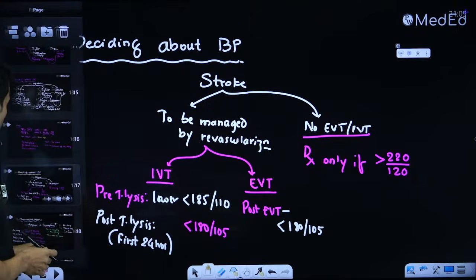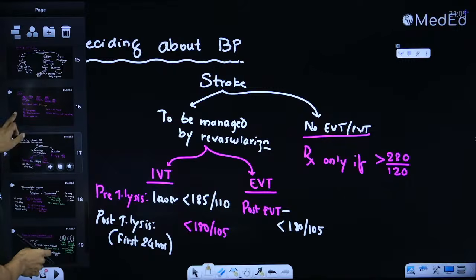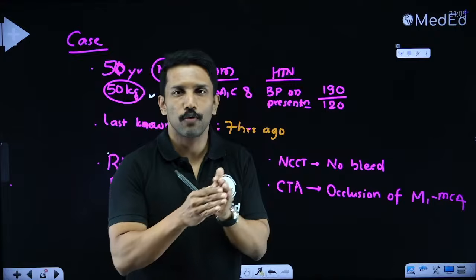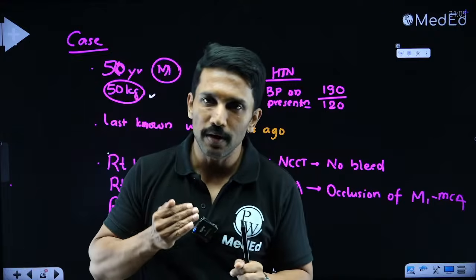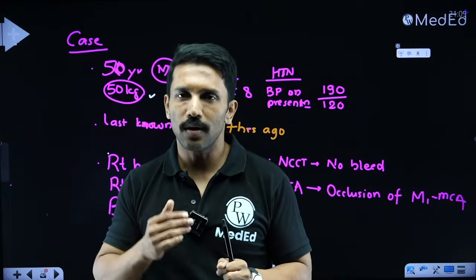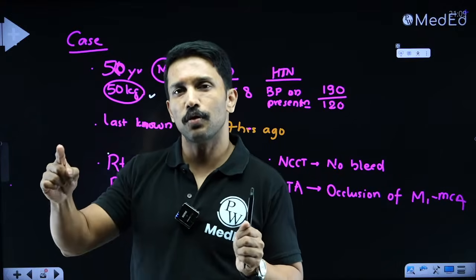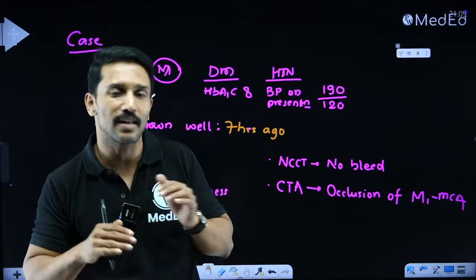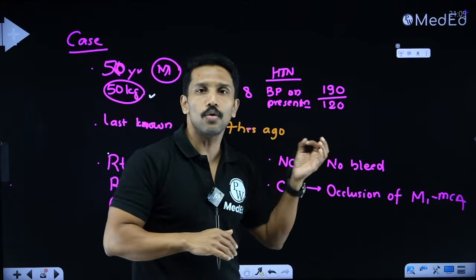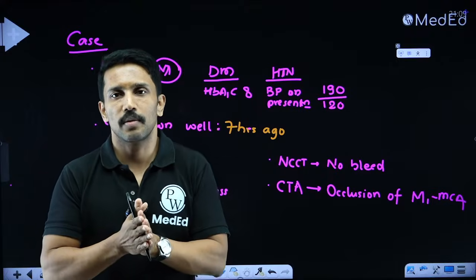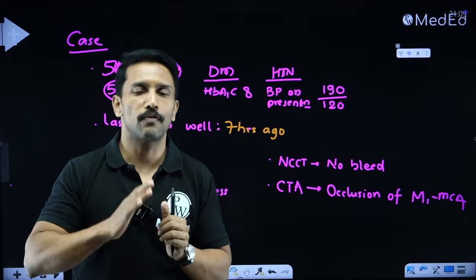So now in the scenario that we had here, our patient's BP was 190 by 120. So before IVT, I have to lower it to 185 by 110. Once it is lower than that, I can do the IV thrombolysis. But once I do thrombolysis, for the next 24 hours, I should ensure that the BP remains less than 180 by 105. What 2026 guidelines also recommend is don't lower below 140.